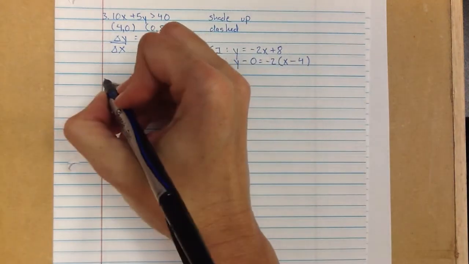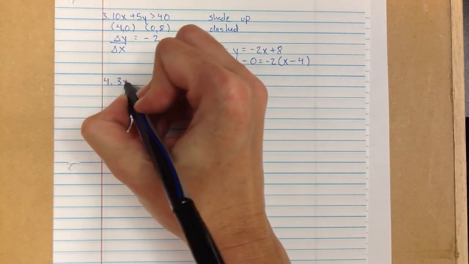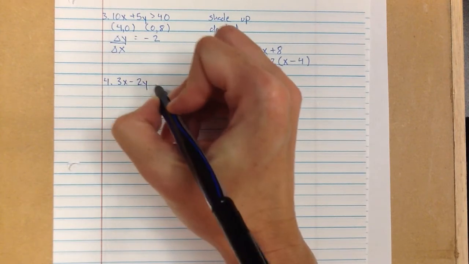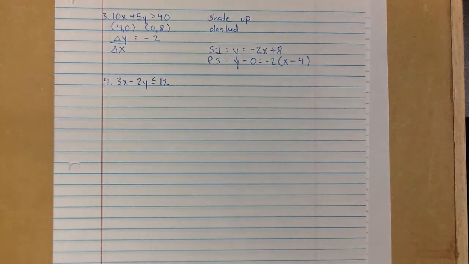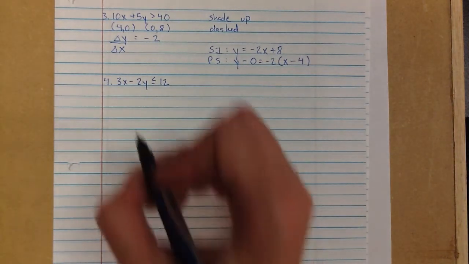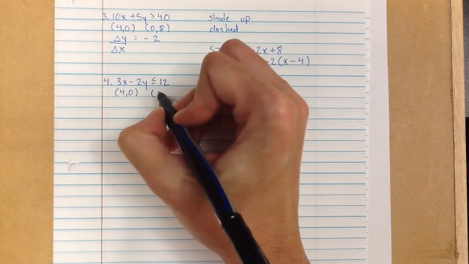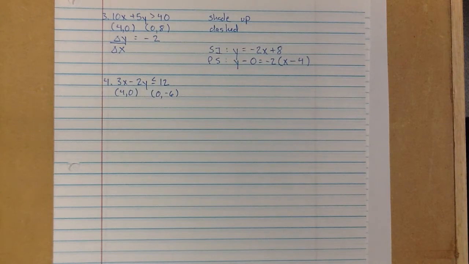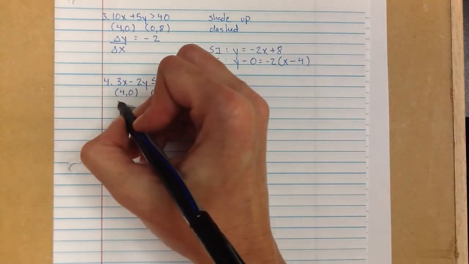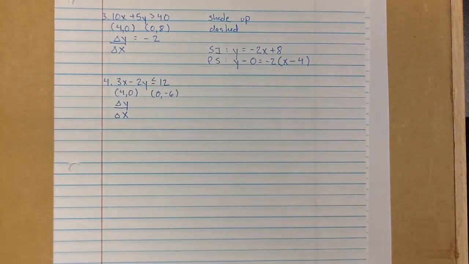Okay, let's do number 4. I got 3x minus 2y is less than or equal to 12. What's your x-intercept? (4, 0). What's your y-intercept? (0, -6). Okay, put those points in your brain. Think about it. Do you have a positive slope or a negative slope? Positive. And what is the slope?